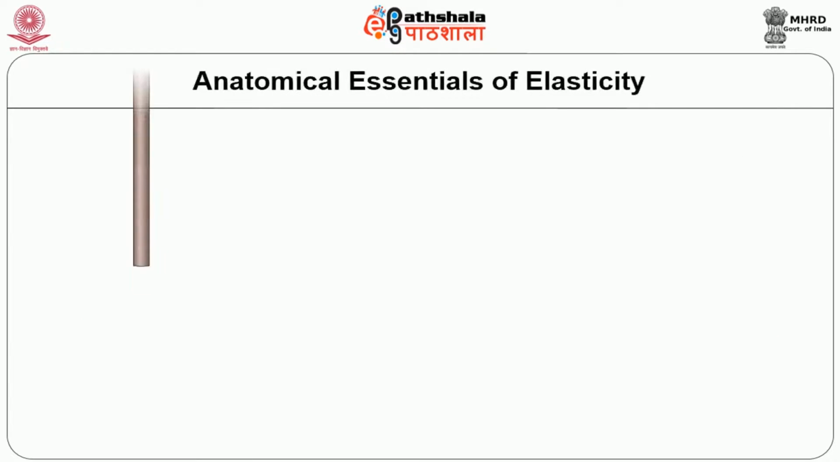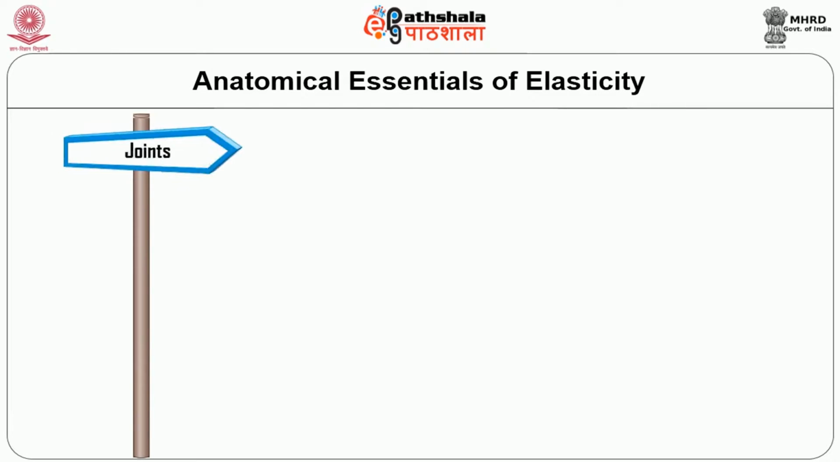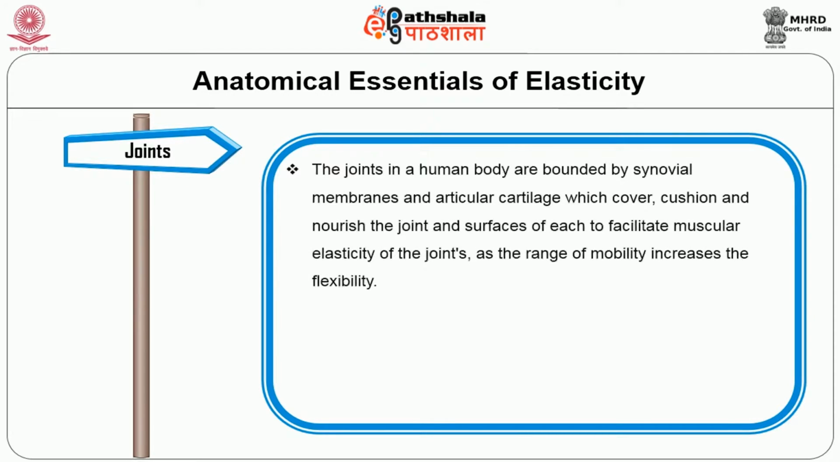What are the anatomical essentials of flexibility, that is, elasticity of the human body? First, let us see about the joints. The joints in the human body are bounded by synovial membrane and articular cartilage, which cover, cushion and nourish the joint and surface of each to facilitate muscular elasticity of the joint. As the range of mobility increases, so does the flexibility.